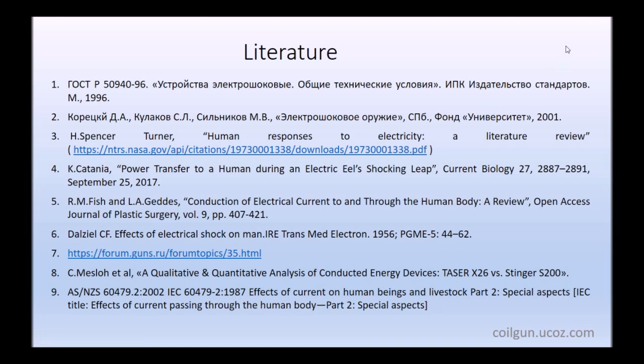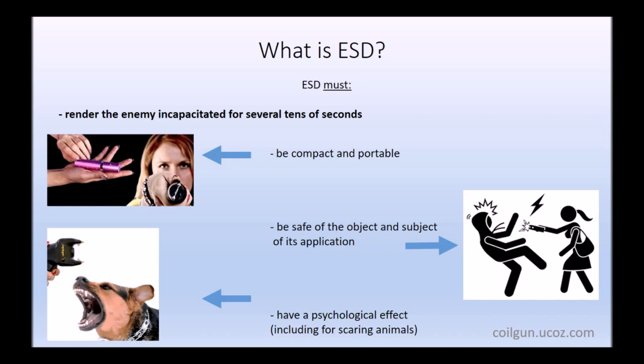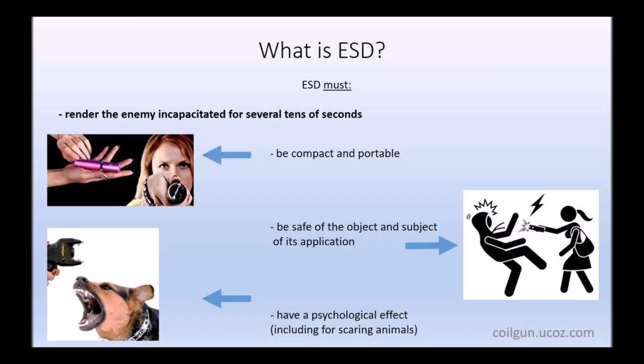Okay, let's begin with the definition. What is in fact an electroshock device? We all know that it is a weapon or equipment which makes something like this. In other words, it must render the enemy incapacitated or unconscious for a time of maybe several tenths of seconds to let the victim put themselves at a safe distance from the aggressor.